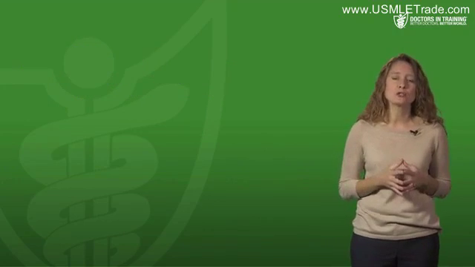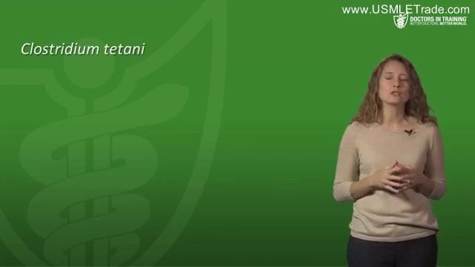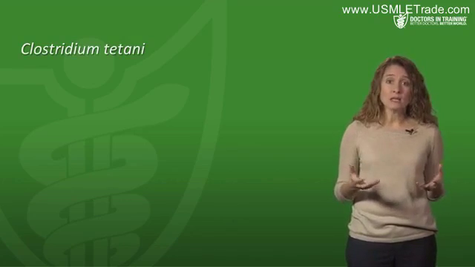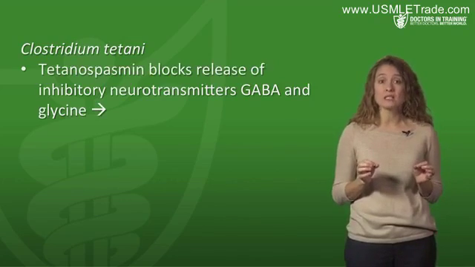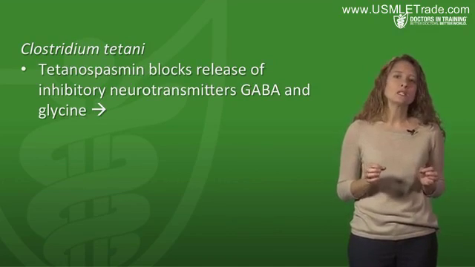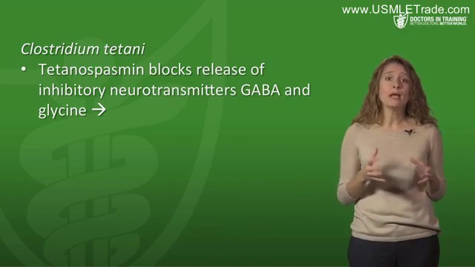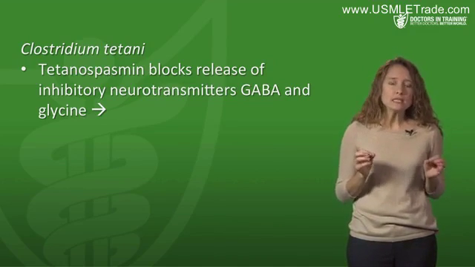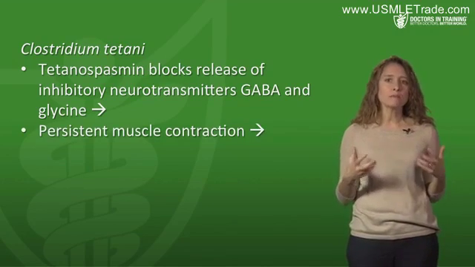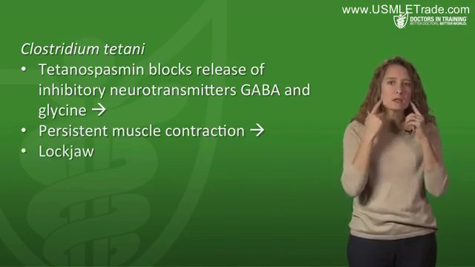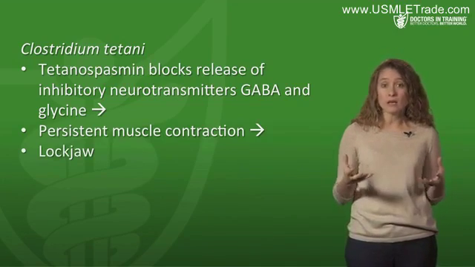Okay, let's move on to Clostridium. Let's talk about a few toxigenic species. First, Clostridium tetani, which causes tetanus. The tetanus toxin responsible for the clinical manifestations of tetanus is tetanospasm. Tetanospasm blocks the release of the inhibitory neurotransmitters GABA and glycine. Without these inhibitors, motor neurons are firing unopposed and create persistent muscle contraction. This leads to lockjaw and other muscle spasm findings that are so characteristic of tetanus.